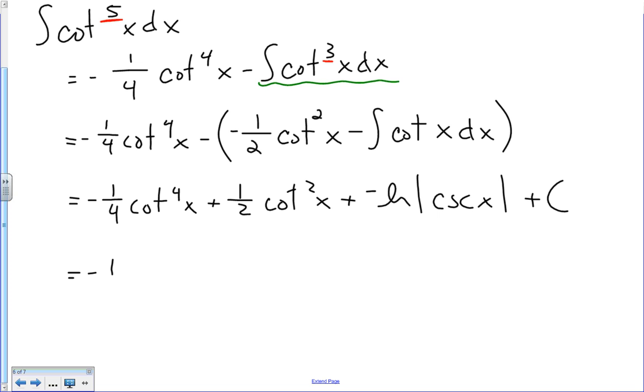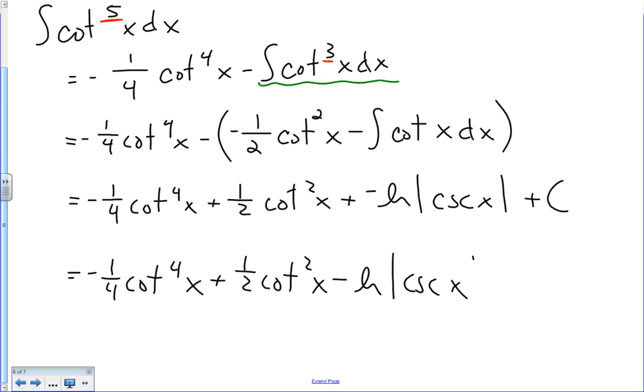I will just rewrite it here. Negative 1/4 cotangent to the fourth of x plus 1/2 cotangent squared of x minus the natural log of the absolute value of cosecant of x plus c. There we go. There's our antiderivative of cotangent to the 5th power. Again, if you were to take the derivative of this thing, it doesn't look very nice, but if I take the derivative of this answer, it all simplifies down to just cotangent to the 5th.